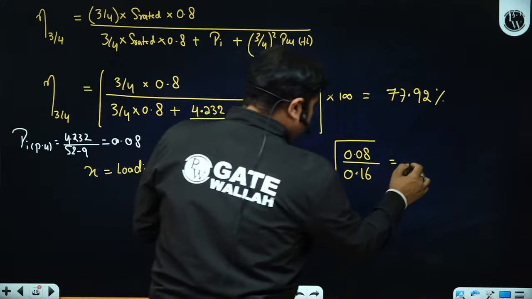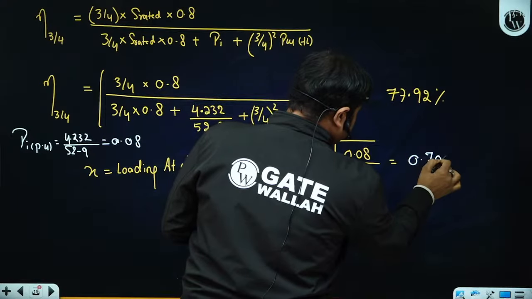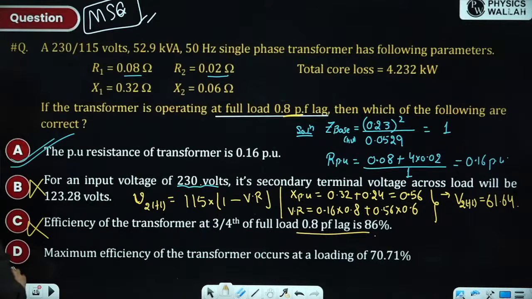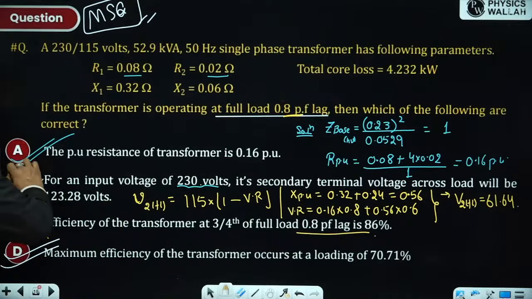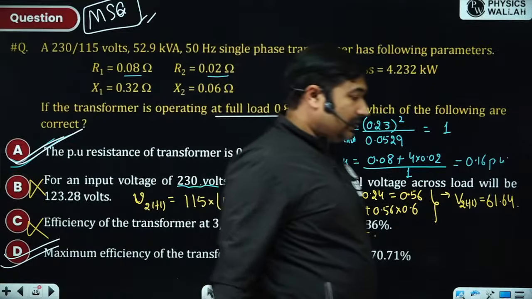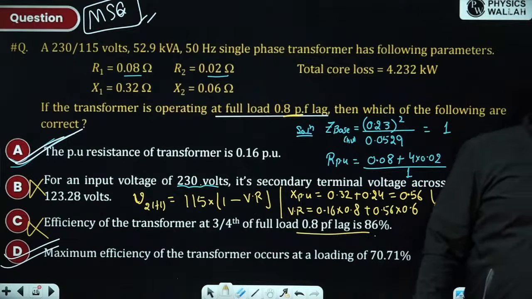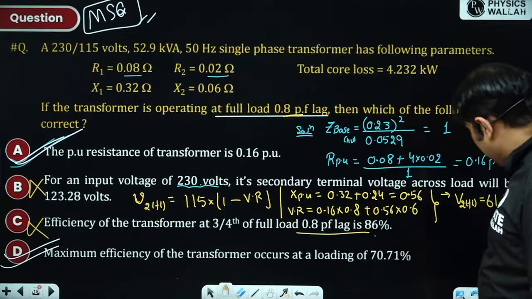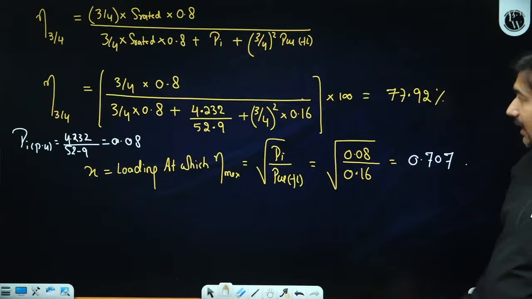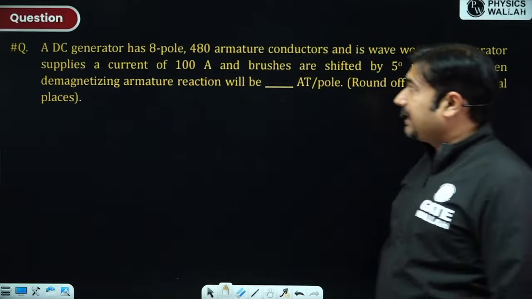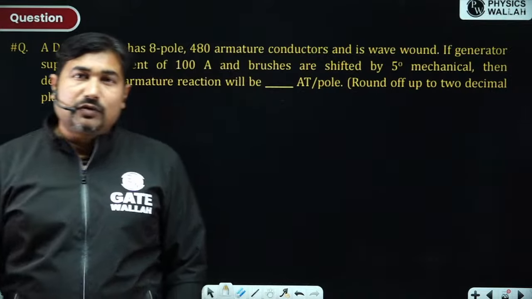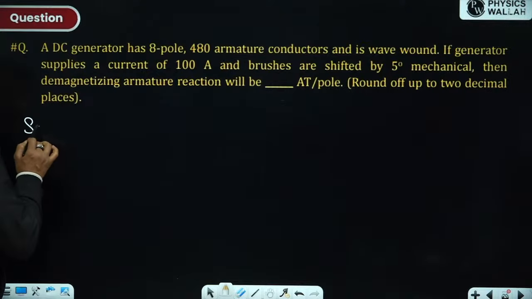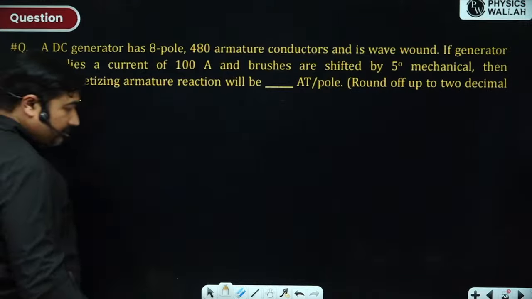1 by root 2, 0.707, so 70.7%, 70.71%. So options A and D are correct. How many of you are able to understand this question perfectly? Great. So now hoping all of you can solve such kind of question in a rapid way. Great. Let's talk about one more question.